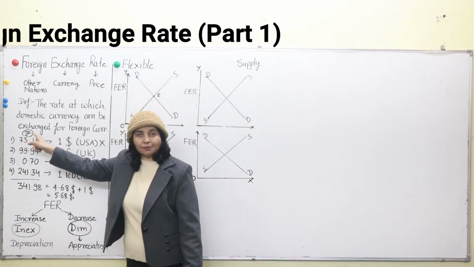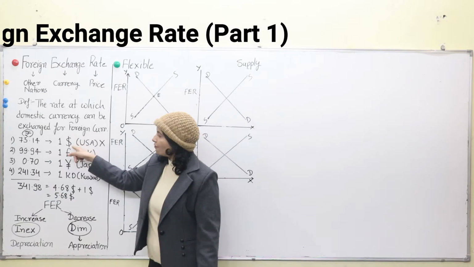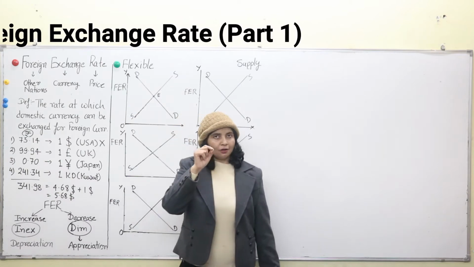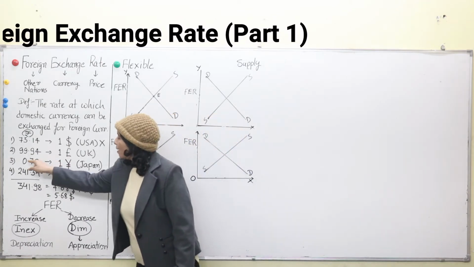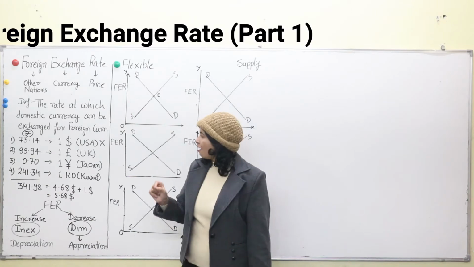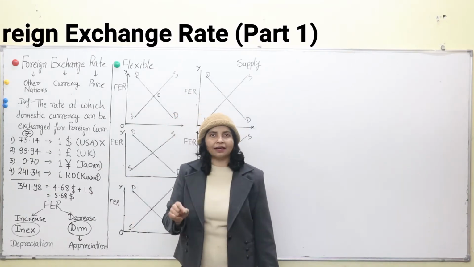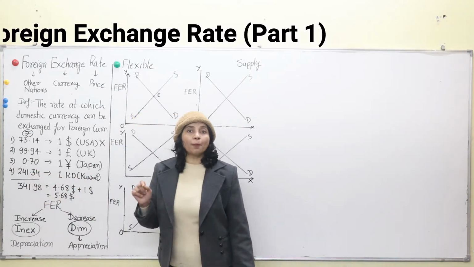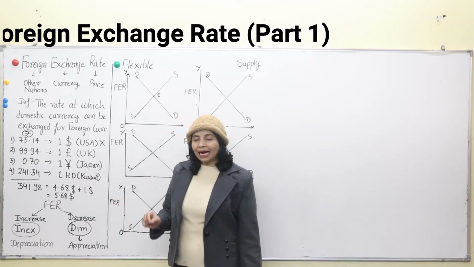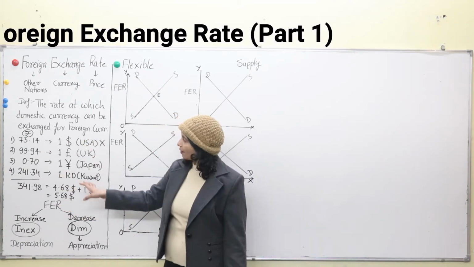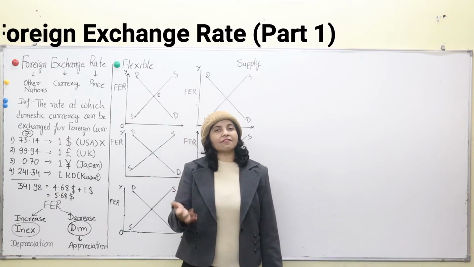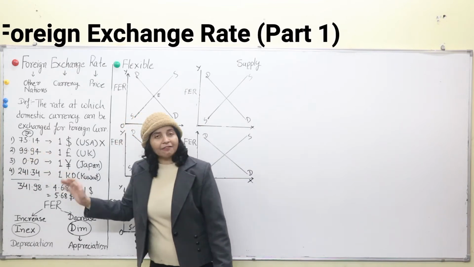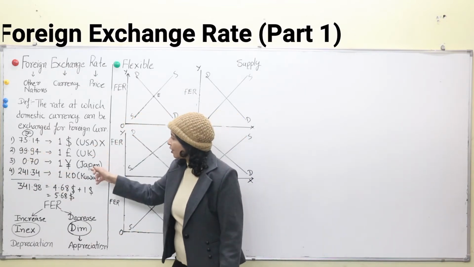Here the rupee symbol has been made, and here the symbol of dollar is this and pound sterling is this. So 99.94 rupees for £1 sterling, 0.70 rupee for 1 yen. It comes from Japan. The currency of Japan is yen, and 241.34 rupees for 1 Kuwaiti dinar. That means it's the most expensive currency right now in this chart, and I think it's the most expensive currency in the whole world as well. So we have to pay these respective amounts of rupees to get one unit of each currency.